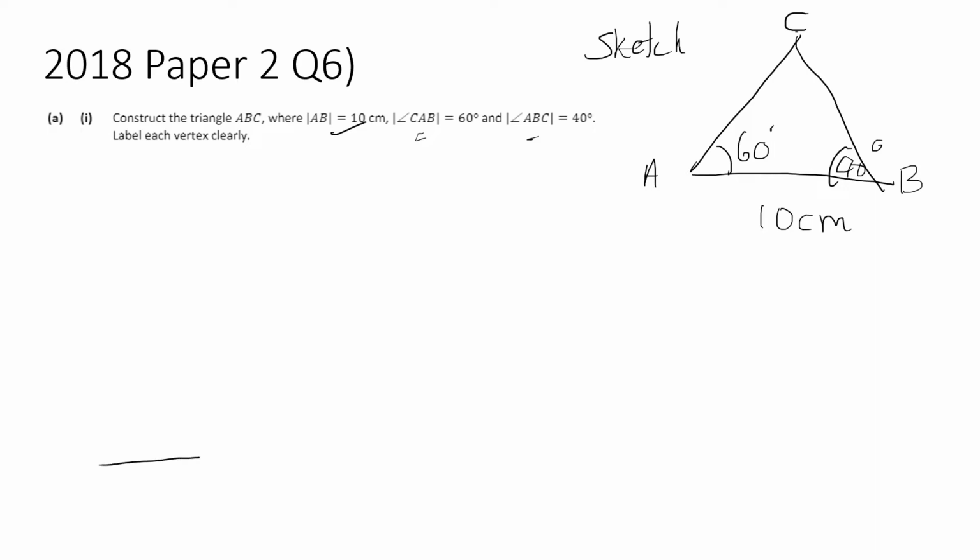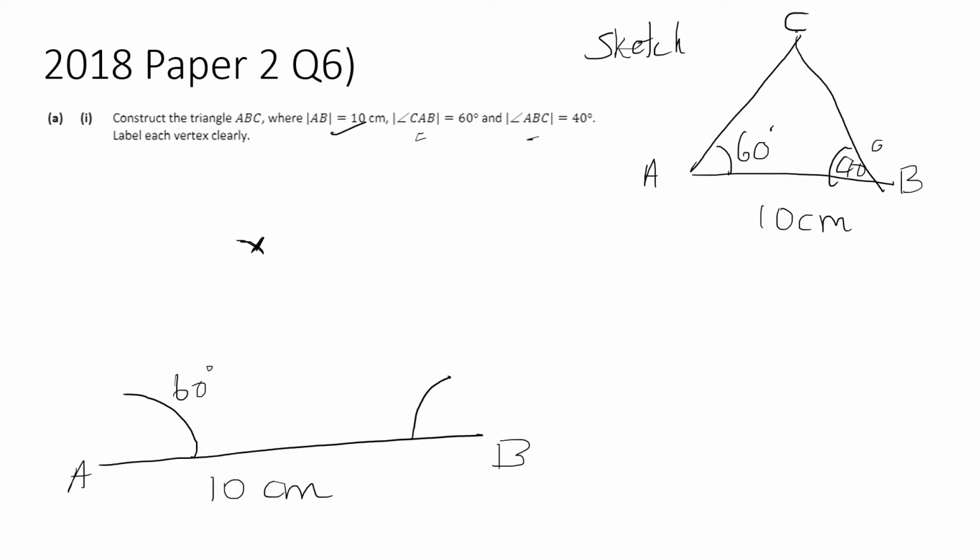But the first thing you want to do is start by drawing a line which is 10 centimeters. So use your ruler and measure 10 centimeters. Next, get your protractor out and measure 60 degrees. Once you've measured your 60 degrees, draw a line to point out that that's your 60 degrees here. Then you get your protractor to the other side and measure 40 degrees. And again, just mark out where your 40 degrees is.